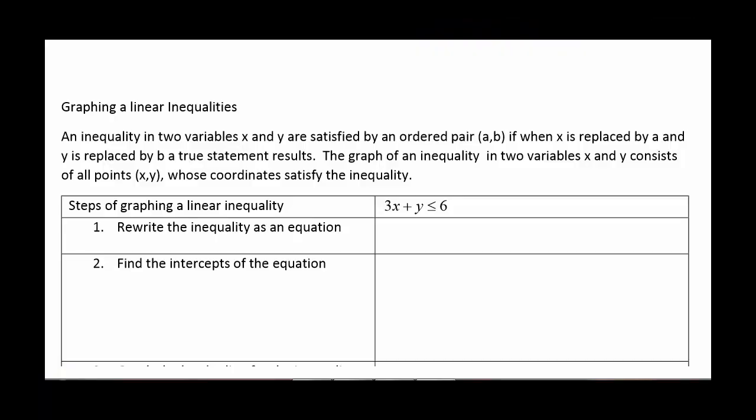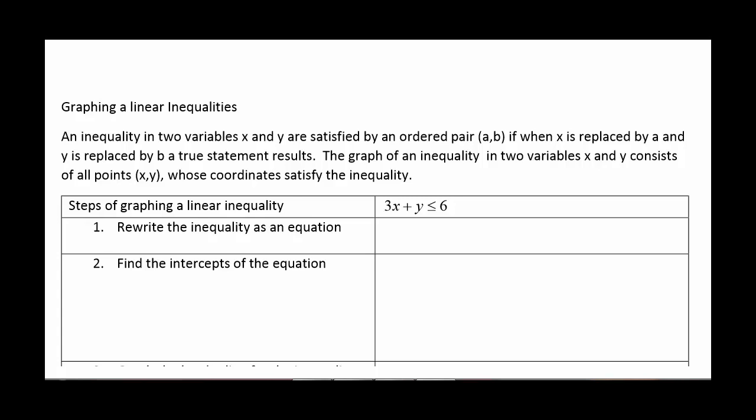All right, our next topic is graphing linear inequalities. An inequality in two variables, x and y, is satisfied by an ordered pair when x is replaced by a number a and y is replaced by a number b, and a true statement results. The graph of an inequality in two variables x and y consists of all points (x, y) whose coordinates satisfy the inequality. Okay, so in other words, our picture is not going to look like a line, it's going to look like a shaded region of some type. So our first task in graphing an inequality is to figure out where to get some ordered pairs in it that we can actually plot points on.